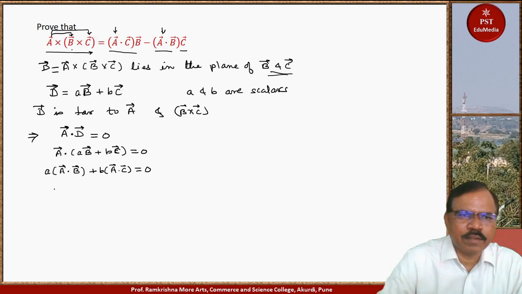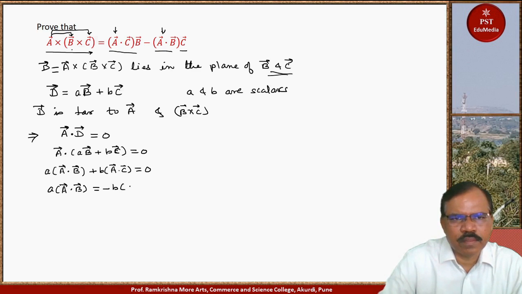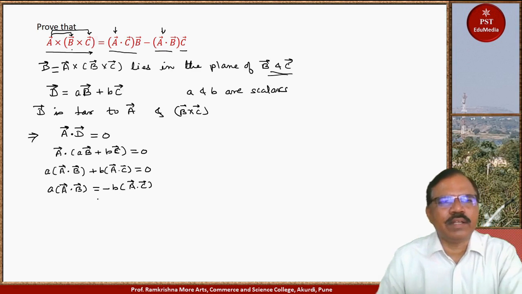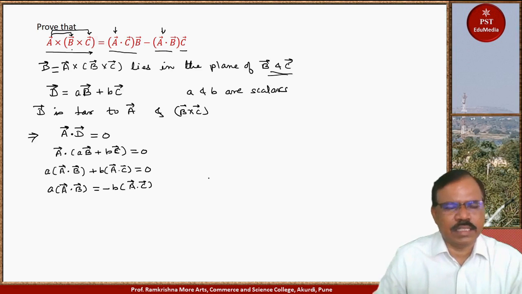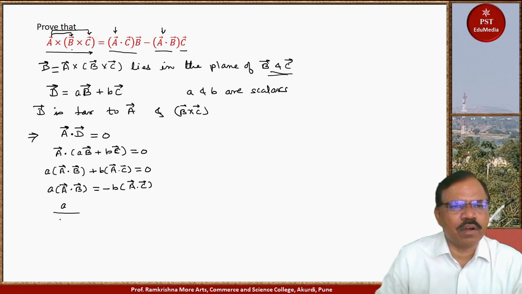So I can write here A into A dot B will be equal to minus B, A dot C. I have just taken the second term to the other side. Now A dot B is a scalar, A dot C is a scalar. So you can write it like this: A upon A dot C will be equal to minus B upon A dot B.